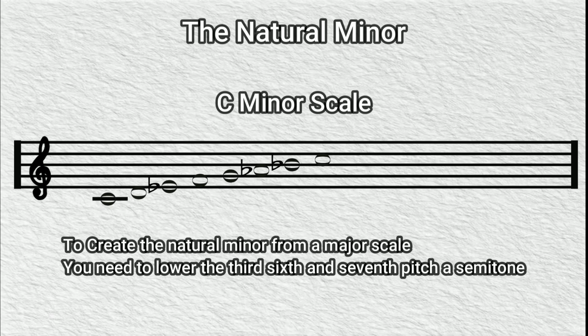To create the natural minor from a major scale, all you have to do is lower the 3rd, 6th, and 7th a semitone, so you'll have a minor 3rd, minor 6th, and minor 7th instead.